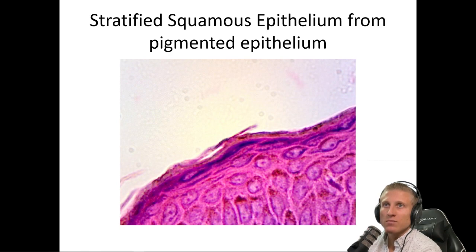Again, stratified squamous. They get nice and flat up here at the surface. Congratulations, we are now done.